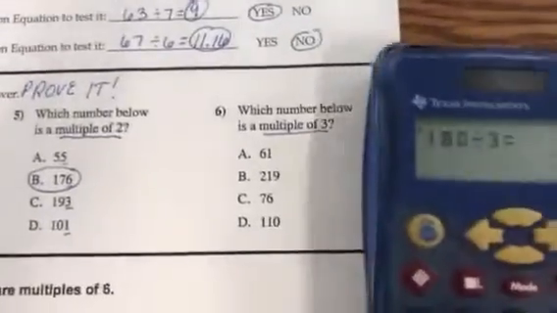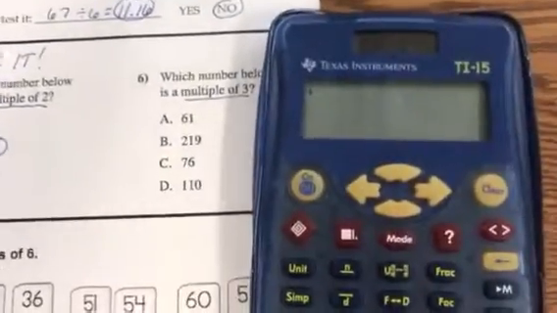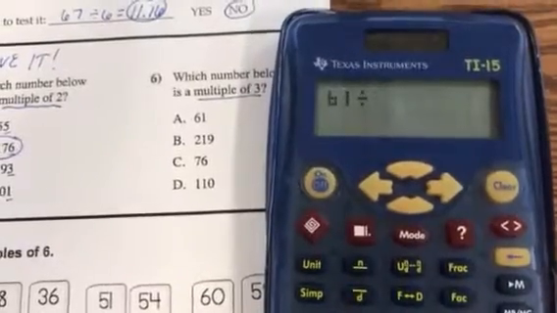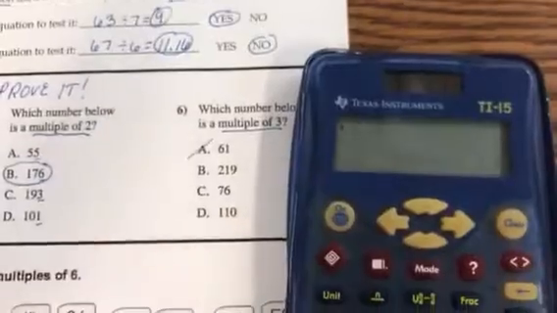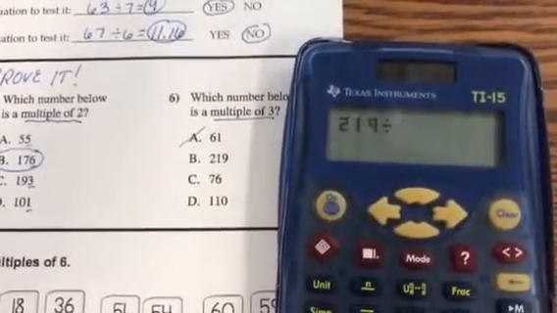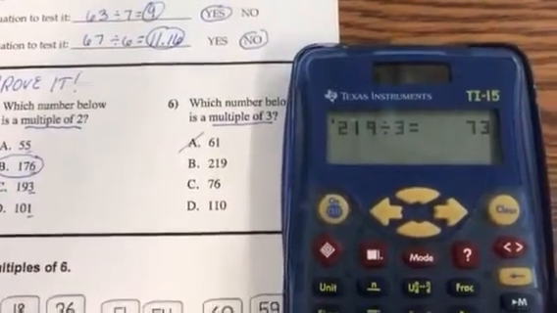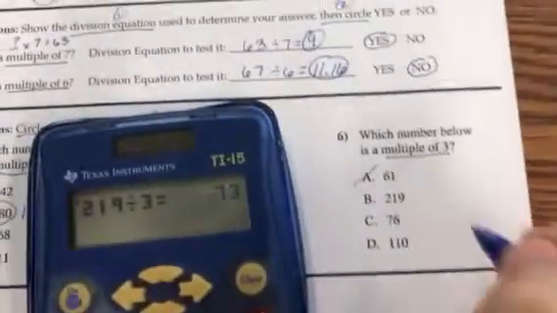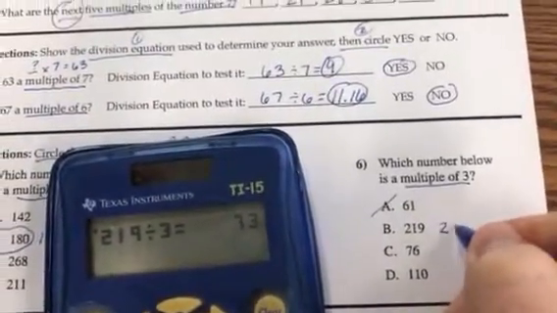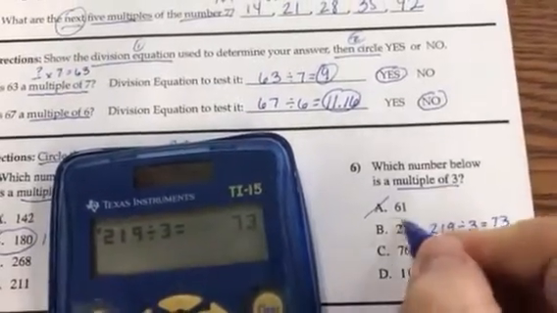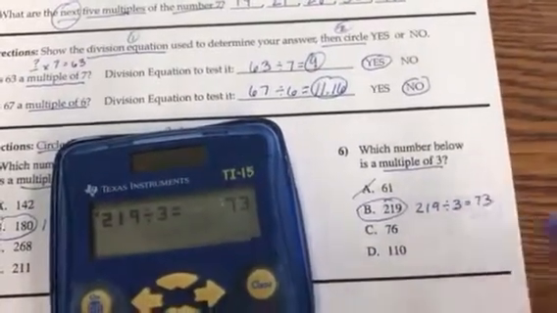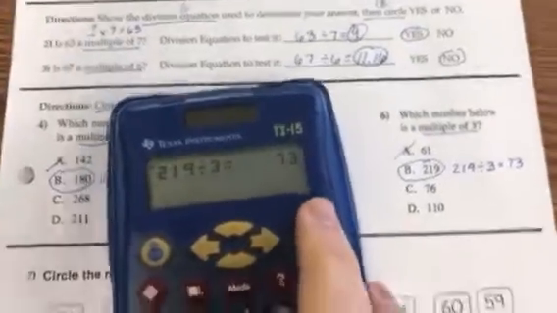All right, let's go straight over to here. So we're going to test these all on the calculator. 61 divided by 3, decimal. So that's a bad one. 219 divided by 3 is 73. It's a whole number. So let's type what it says. Our proof, 219 divided by 3 equals 73. So we found our answer. So we count by 3, 73 times, and we'll say 219.